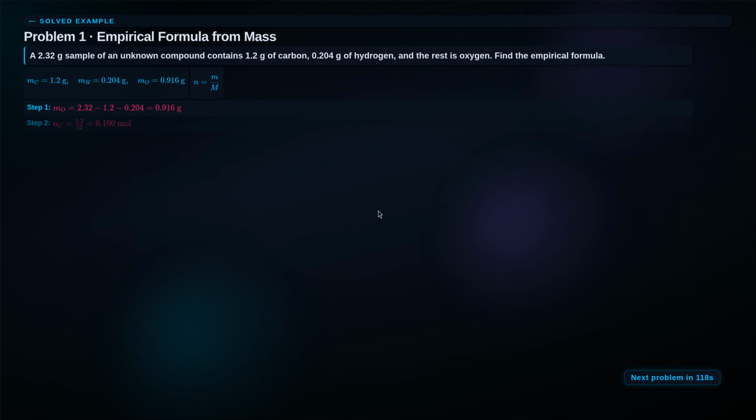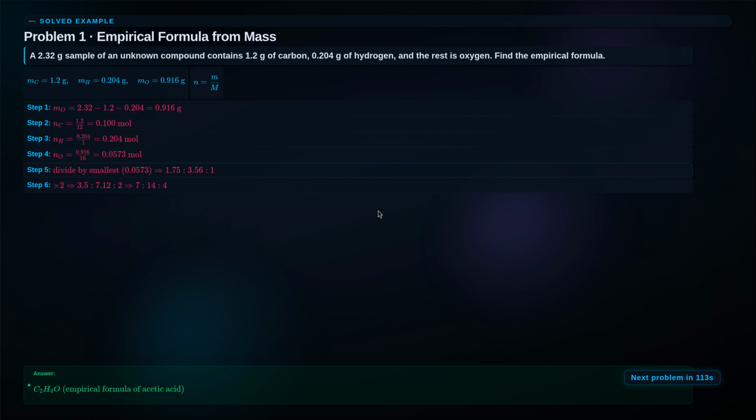Problem 1. Find the empirical formula from a given mass composition. A 2.32 gram sample of an unknown compound contains 1.2 grams of carbon, 0.204 grams of hydrogen, and the rest is oxygen. Find the empirical formula. Step 1. Find the mass of oxygen. The total mass is 2.32 grams. Subtracting carbon and hydrogen gives 0.916 grams of oxygen. Step 2.